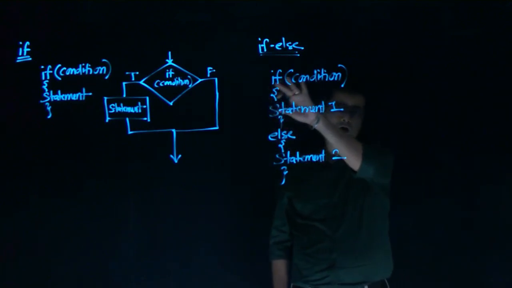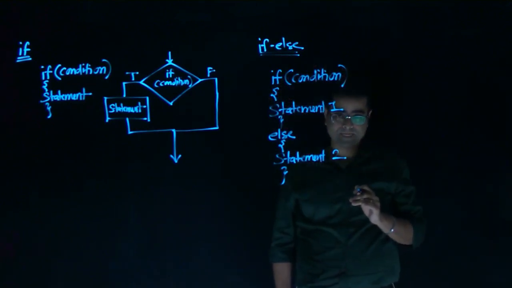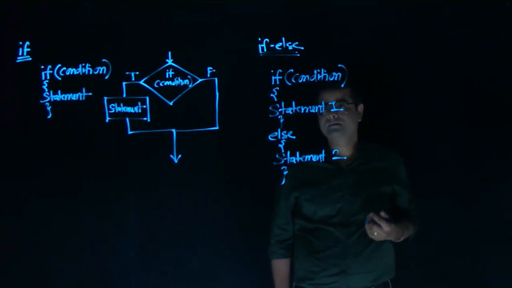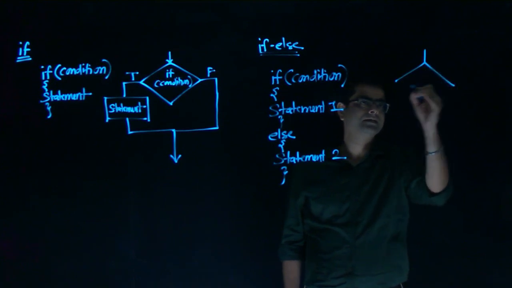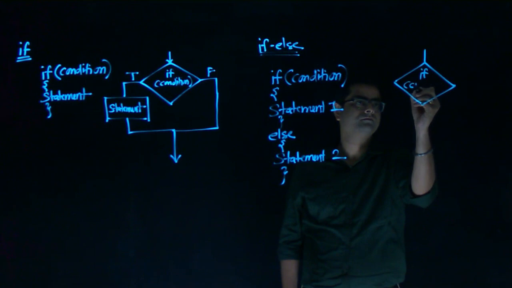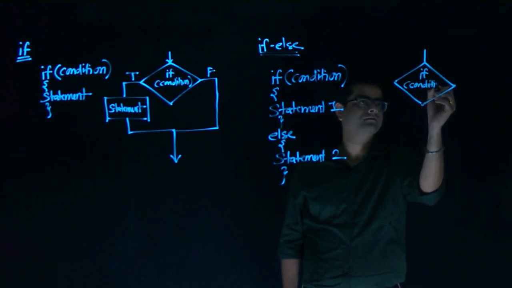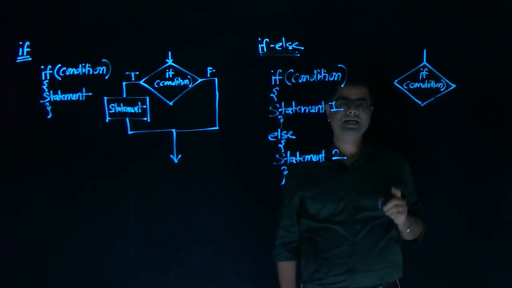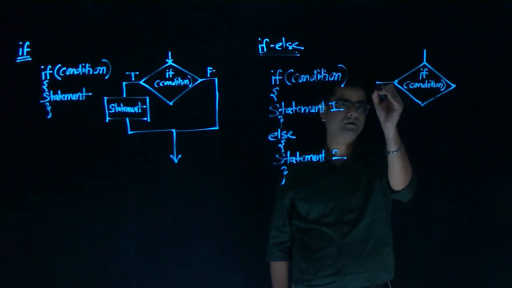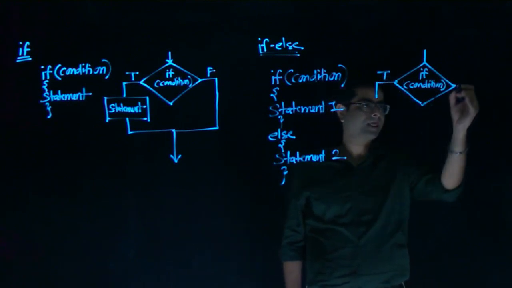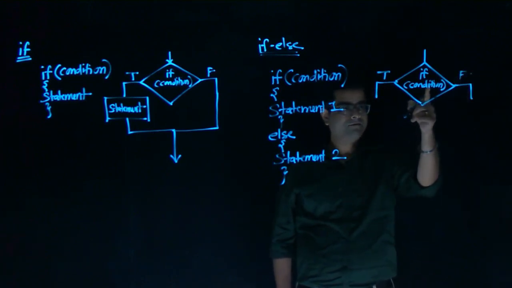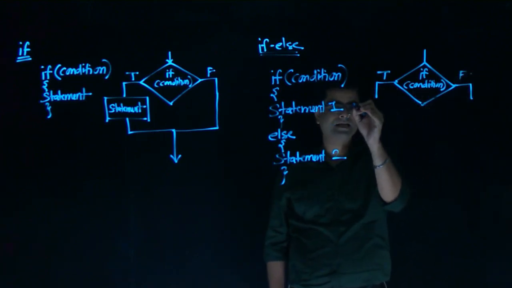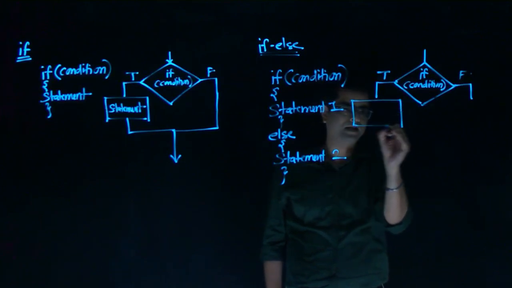If you want to draw a flowchart of if else, the flowchart will look like this. It starts with if and condition. To represent a condition, we need to draw a rhombus. So inside it, if and condition. We all know a rhombus has two ends. The first one is true, represented by capital T. The second one is false, represented by capital F. If this condition is true, like I said, statement 1 will get executed.